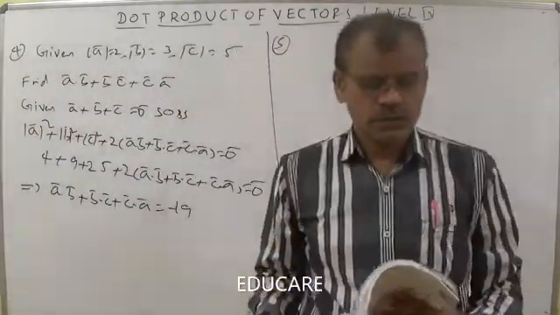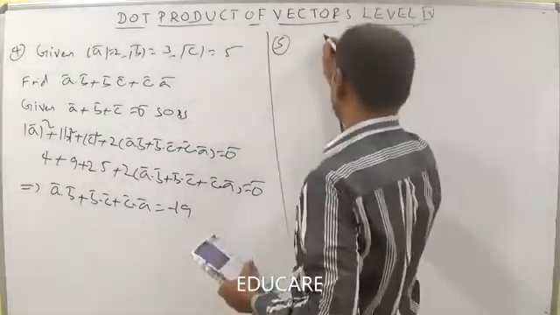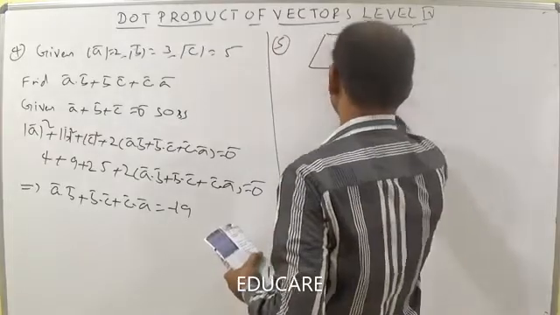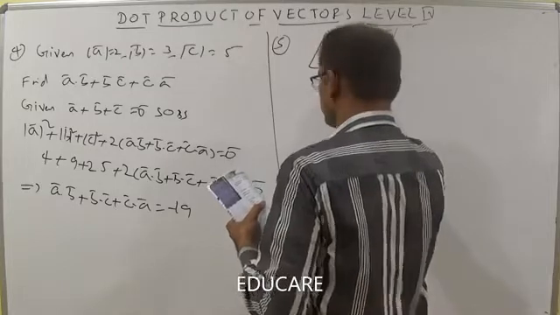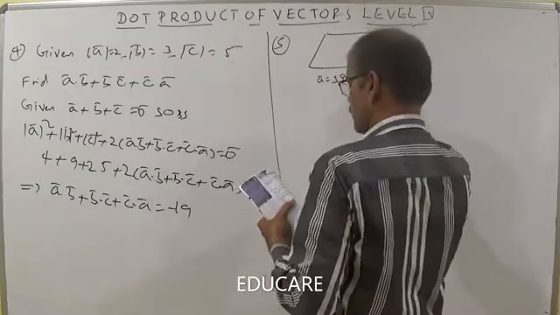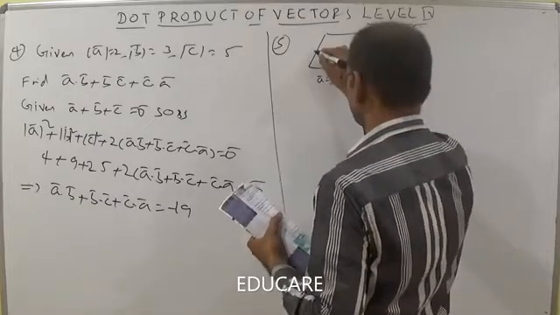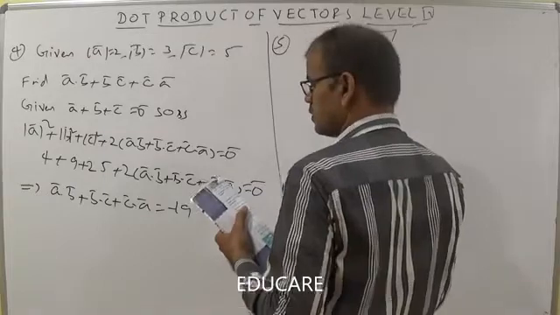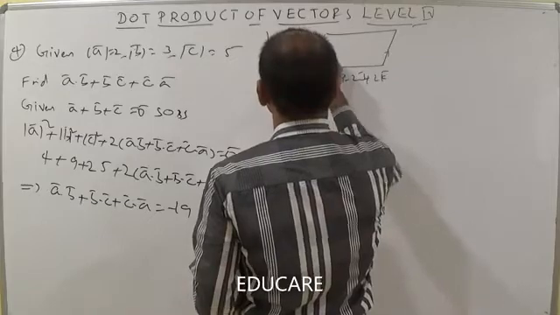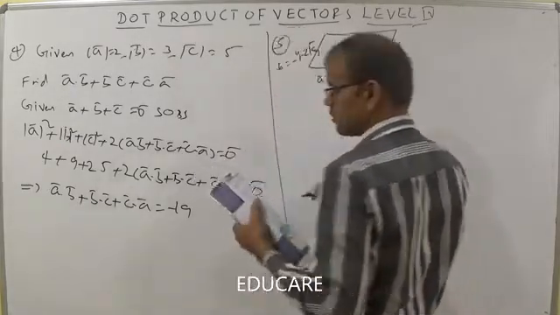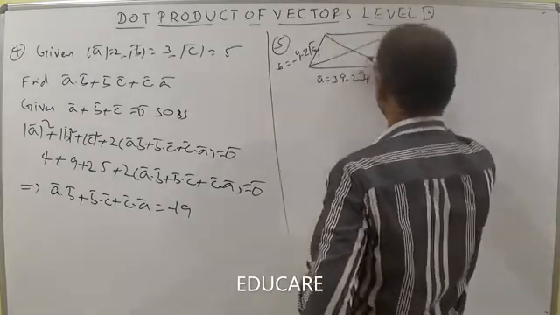The vectors A and B are the adjacent sides of a parallelogram, then the angle between diagonals. Adjacent sides given as A bar is equal to 3i minus 2j plus 2k. This is B bar, this one also. You can take any side, no problem. B bar is equal to minus i minus 2k. These are adjacent sides. Then you should calculate the angle between the diagonals.